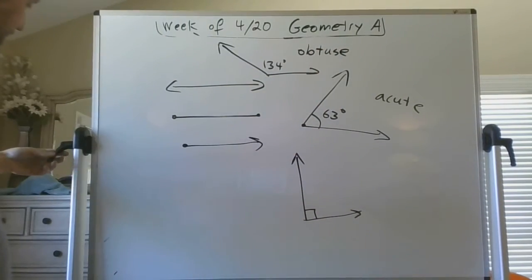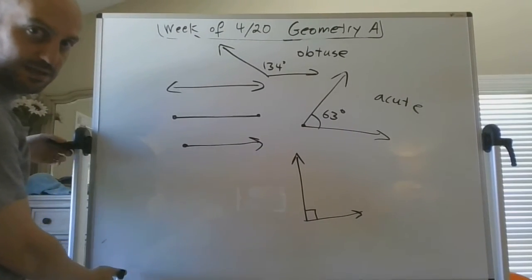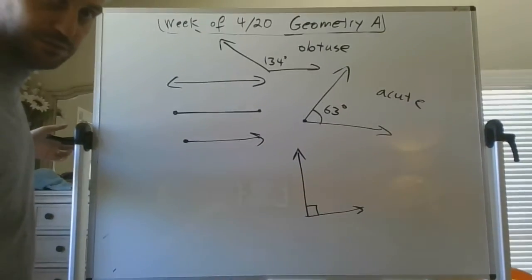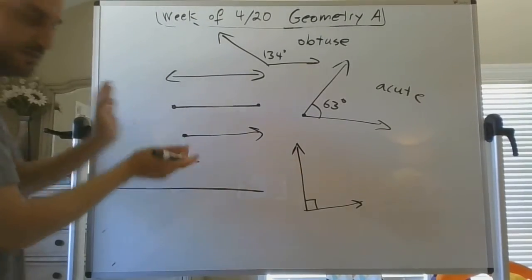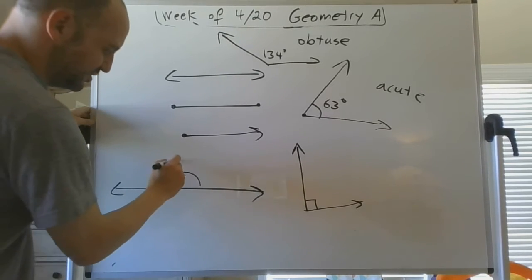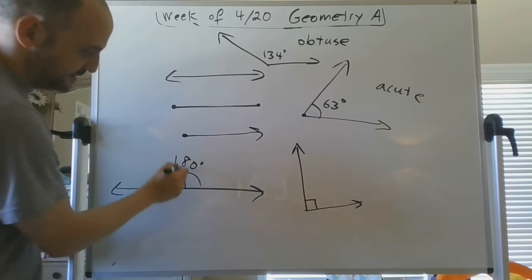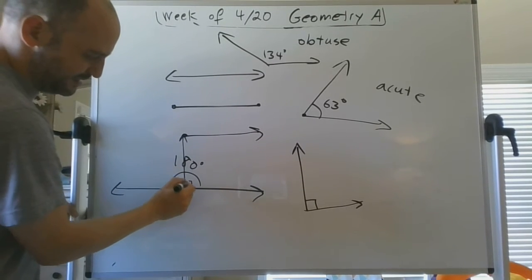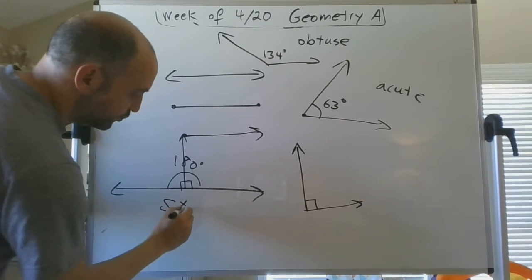And then lastly, what if an angle opens up so much that it's basically a straight line? Once it's a straight line, that is 180 degrees, because 180 degrees is basically like having two 90 degrees next to each other. A 90 and a 90 together is 180. That was called a straight angle.